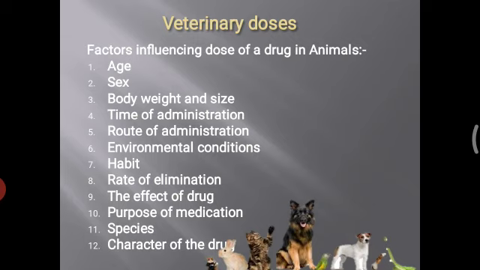Then next factor is habit. An animal which is constantly under the influence of a drug may develop tolerance for that drug. In such animals, the normal dose may fail to produce the desired effect. Hence, larger doses are required to produce the required effect.